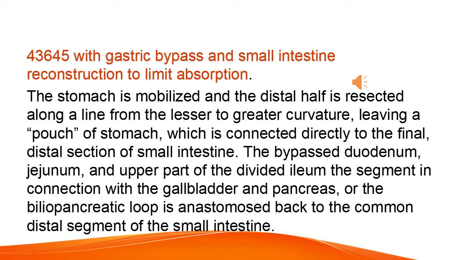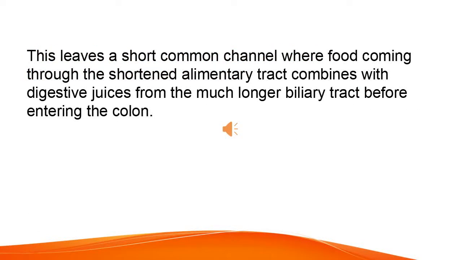The bypassed duodenum, jejunum, and upper part of the divided ileum, the segment in connection with the gallbladder and pancreas, or the biliopancreatic loop, is anastomosed back to the common distal segment of the small intestine. This leaves a short common channel where food coming through the shortened alimentary tract combines with digestive juices from the much longer biliary tract before entering the colon.